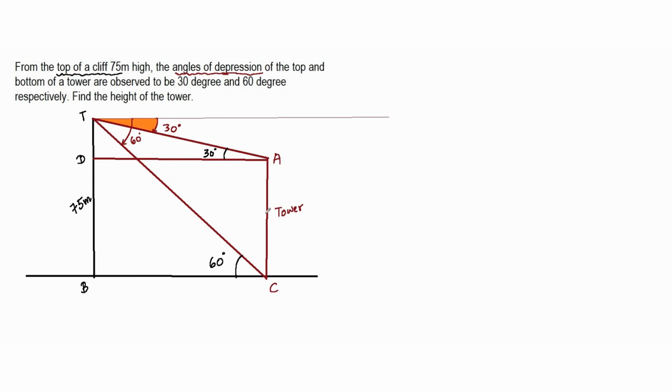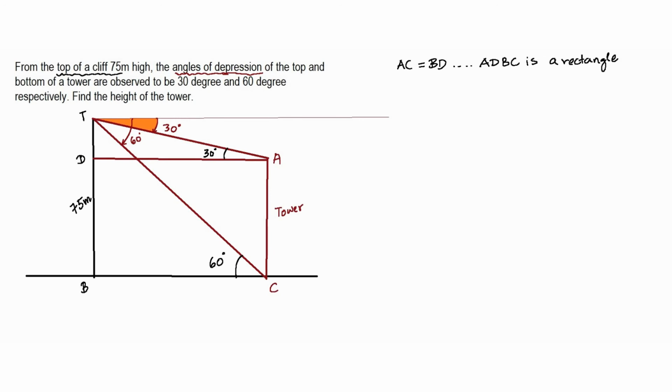Now if I want to find AC, I am first going to find the length of TD, and if I can find TD, then subtracting TD from 75 will give me BD, and AC is equal to BD. So I can say that AC is equal to BD, the reason being ADBC is a rectangle.